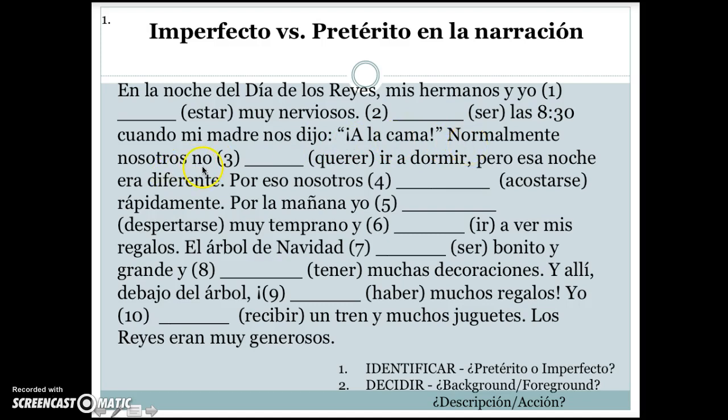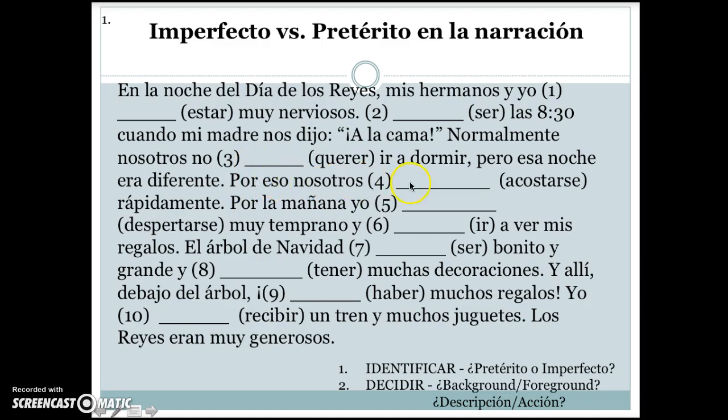Normalmente nosotros no blank ir a dormir. Normally, we didn't want to sleep, to go to sleep, but that night was different. So here we have an emotion, wanting to go to bed. It wasn't even something that, we're not talking about this one night, right? We're talking about normally. Normally in the past, we didn't want to go to sleep, but tonight was different. So we have an emotion that occurred not over a clear set period of time. We use the imperfect, queríamos.